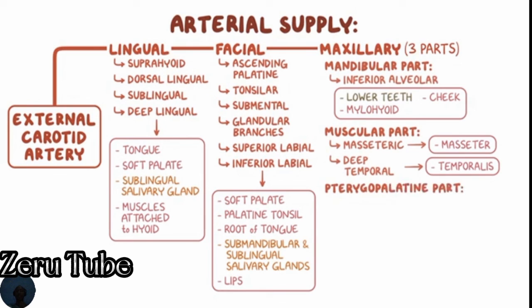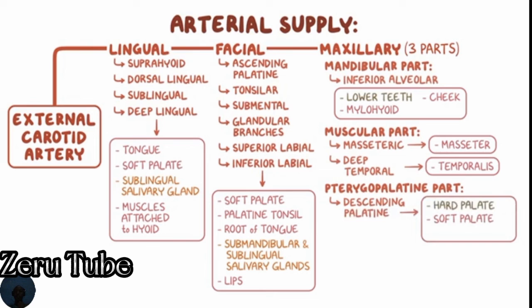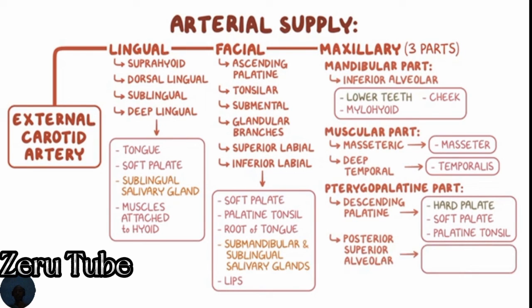The third part of the maxillary artery is the pterygopalatine part. It has the descending palatine artery, which gives blood for the hard palate, soft palate, and palatine tonsil. The other branches of the pterygopalatine part are the posterior superior alveolar artery, which gives blood for the upper premolar and molar teeth, and the infraorbital artery, which gives blood for the upper teeth.